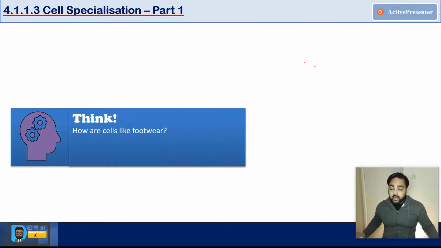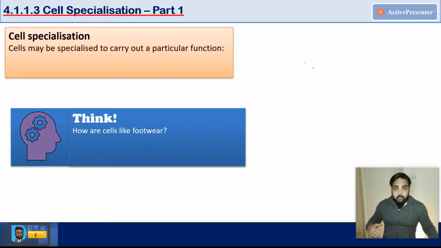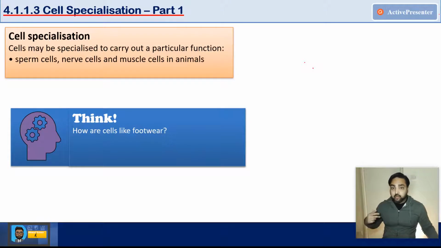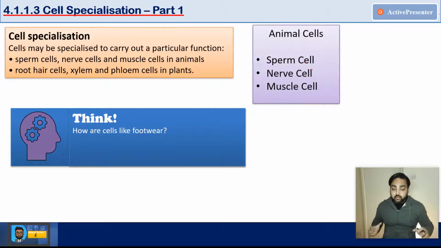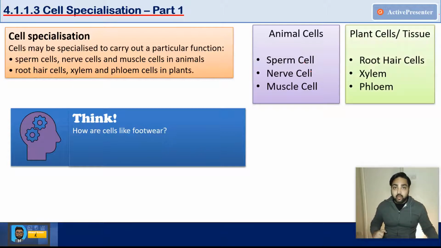Now, what we're going to look at today is cells that are specialized to carry out a particular function. In animals, it's sperm cells, nerve cells, and muscle cells that you need to know, and in plants, you need to know about root hair cells, xylem, and phloem cells. In this video, we're going to look at animal cells, and in the next video, in part 2, you are going to see the plant cells and plant tissues.